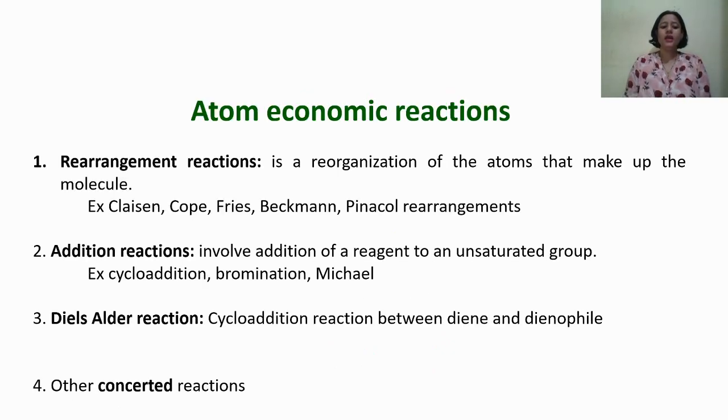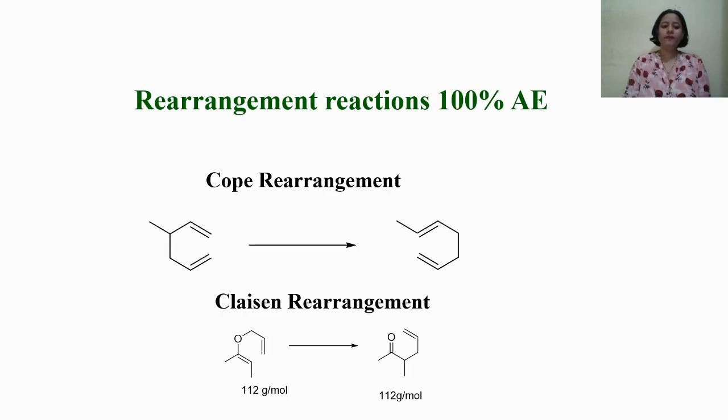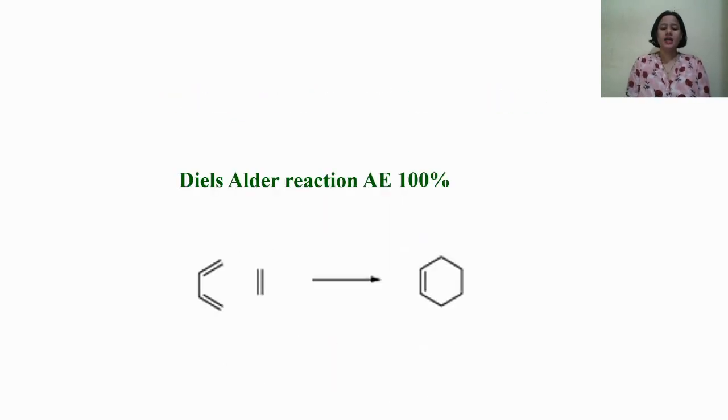A third type of reaction which is 100% atom economic is the Diels-Alder reaction. It is a cycloaddition reaction between a diene and a dienophile. This is a Diels-Alder reaction between 1,3-butadiene and ethylene to give cyclohexene. This reaction again has 100% atom economy because the formula weight of the cyclohexene and the formula weight of both the reactants are equal.